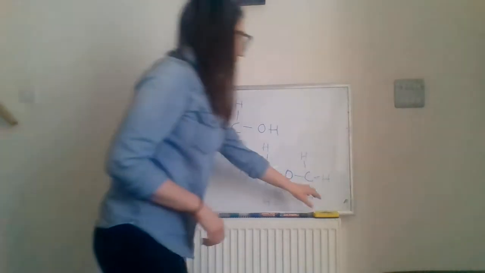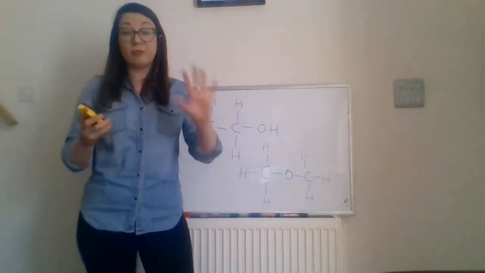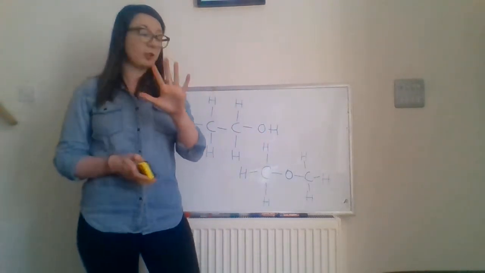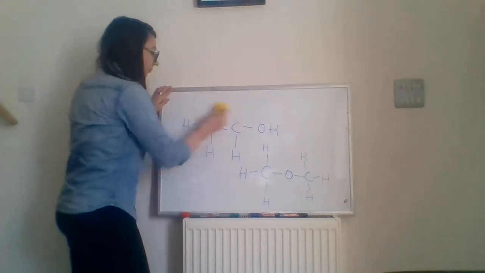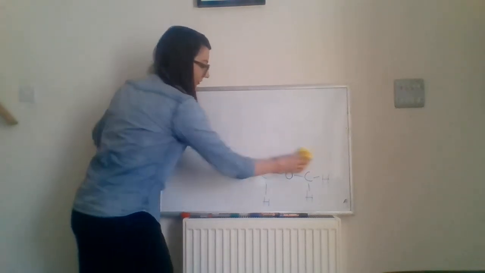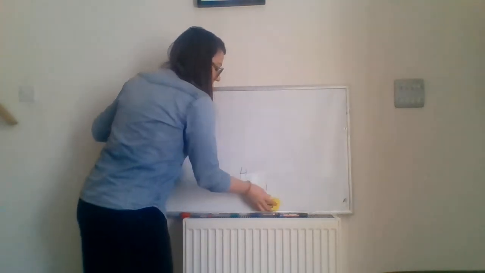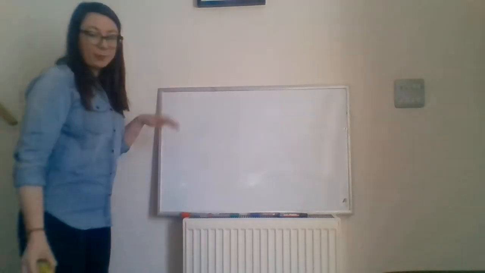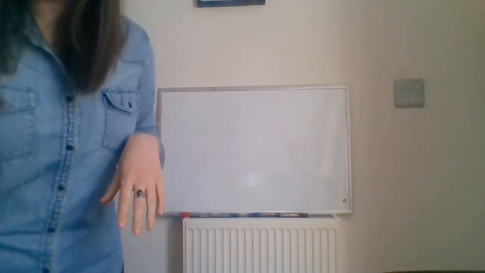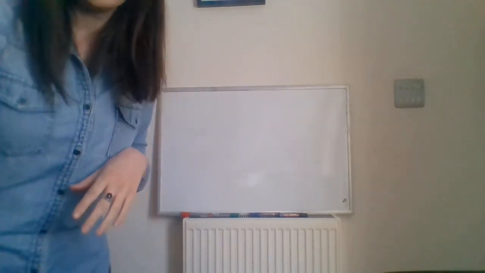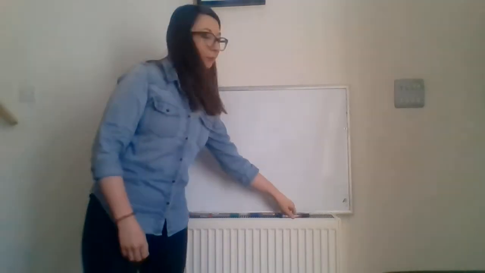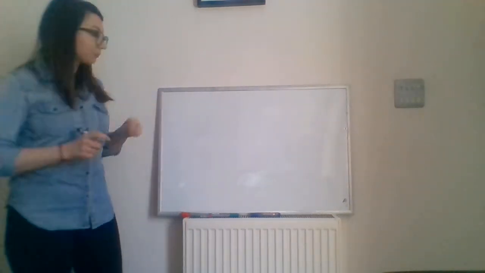So the next thing to talk about is the fact that isomers can be of different types. There are 5 different kinds of isomers, and they fall into 2 categories. So we might have something called structural isomers. The first type of structural isomer is the chain isomer.